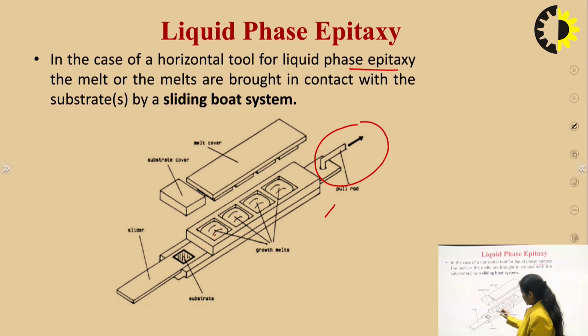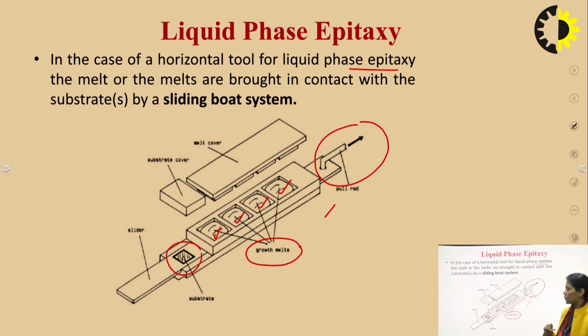Now what are these things? These four are the wells which contain the growth melts. In these wells there is a growth melt, the liquid material that is to be deposited on the substrate. And now where is the substrate? Here is the substrate. This is one of the grooves which contains the substrate.